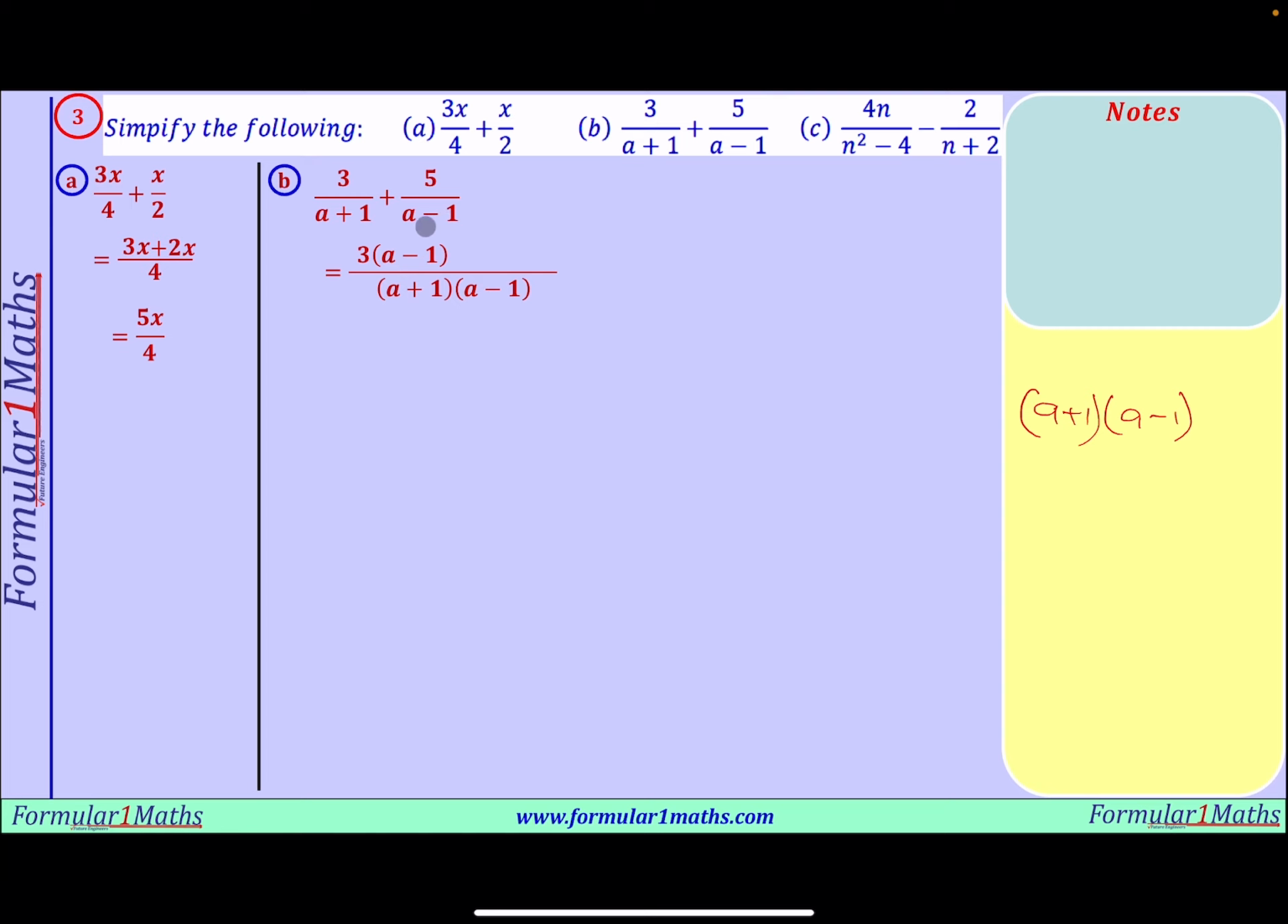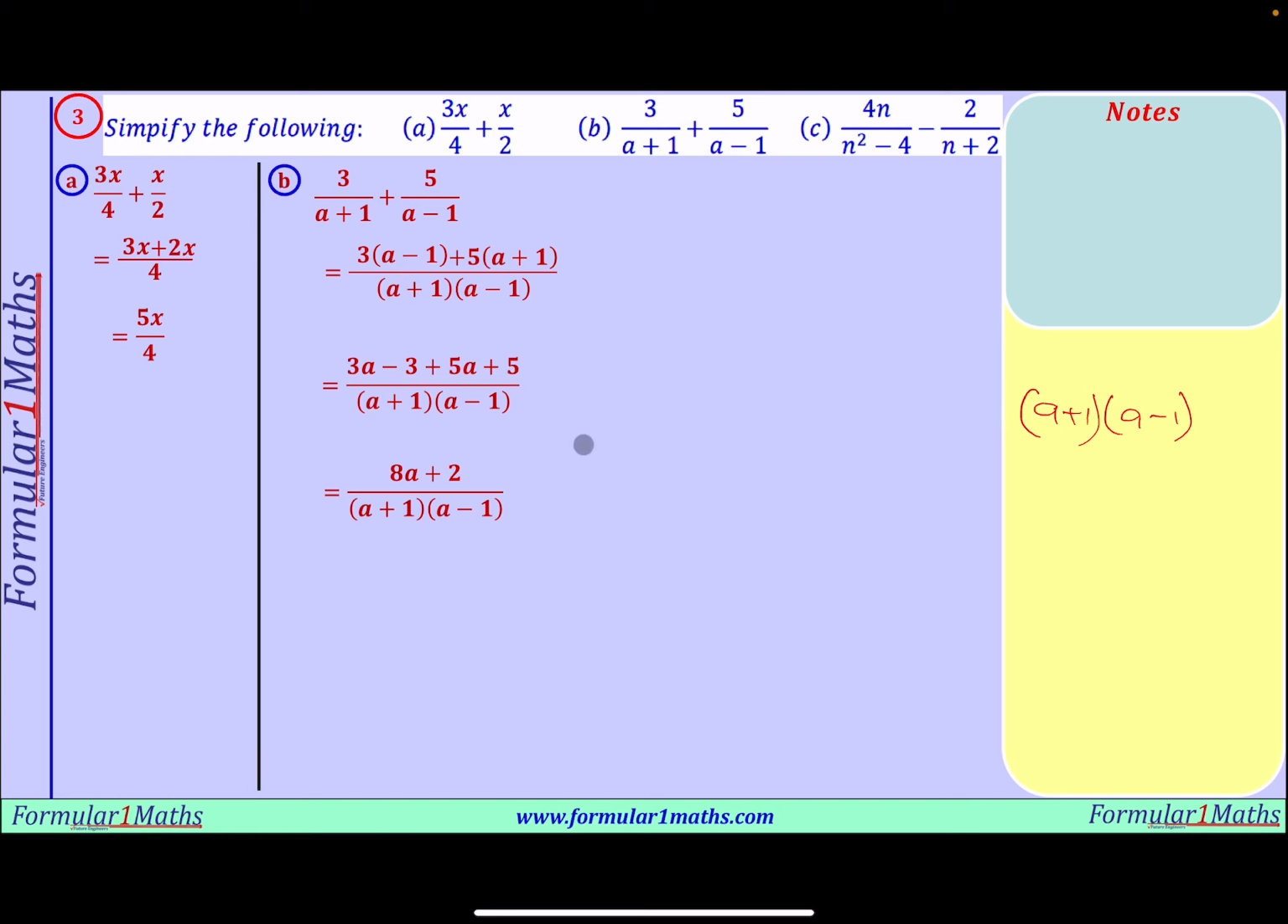Similarly, a minus 1 goes into the denominator a plus 1 times. Multiply by 5 to get that. Then we expand. If you expand, you're going to get this. That's 3a minus 3 plus 5a plus 5. So we simplify the numerator to get 8a plus 2 over a plus 1, a minus 1.